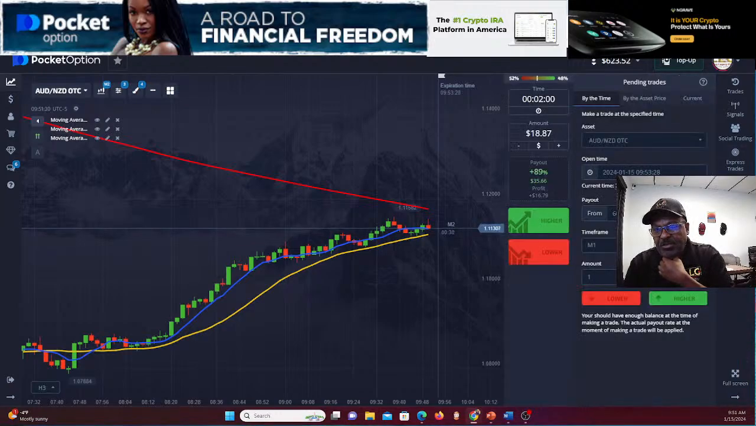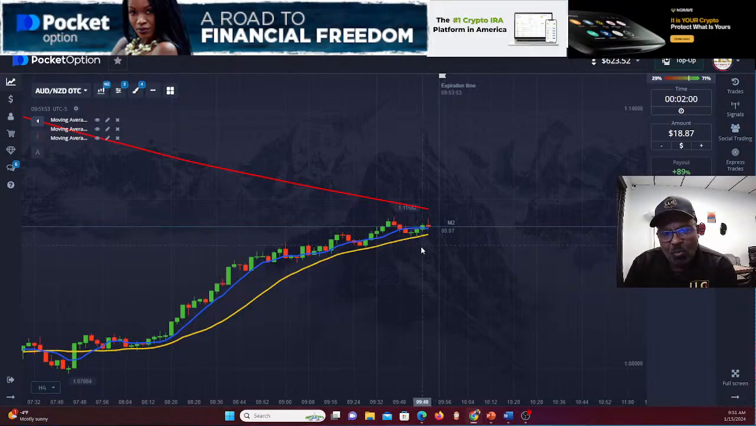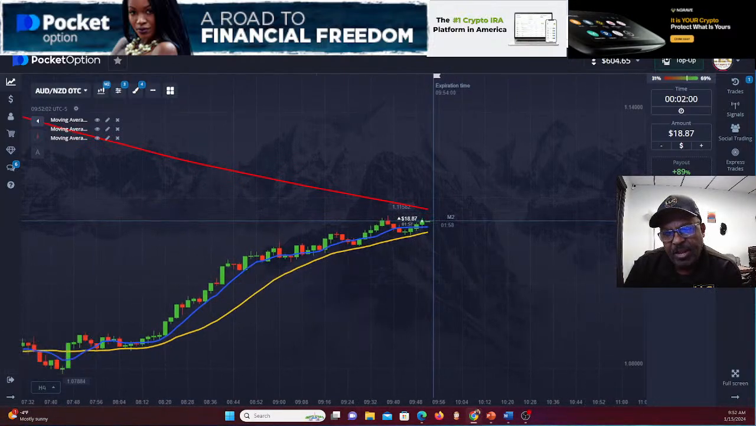Pending trades. You can place your pending trades if you want. So say, for example, we see this is the moving 200. We know that this is the 7 and the 20. We're looking for this to go up to here. We're going to make a trade for 2 minutes, and we're going to trade now. We opened a higher trade.